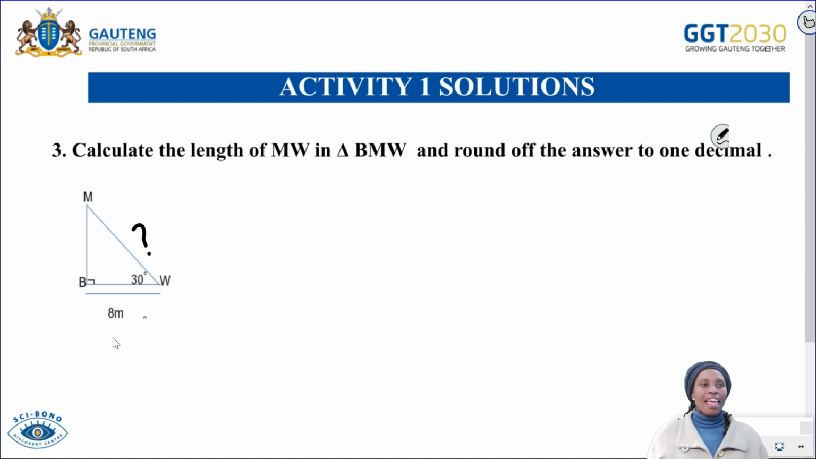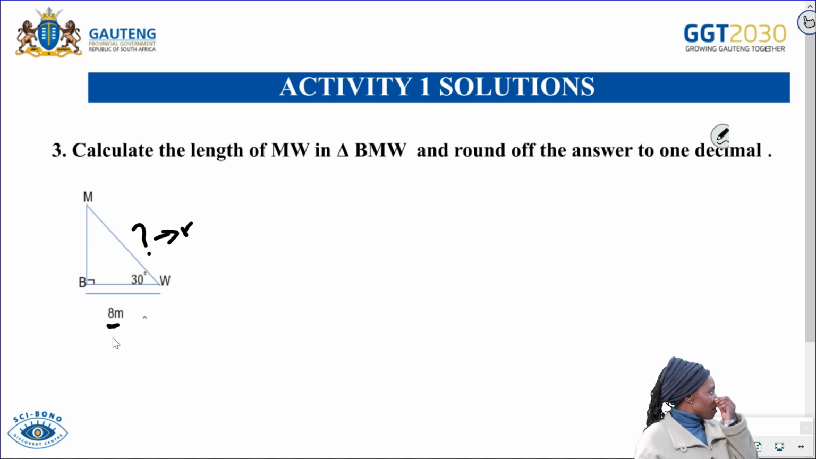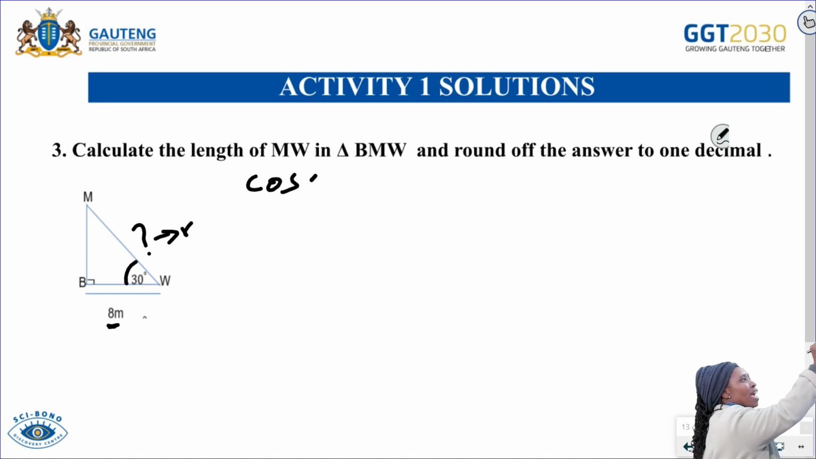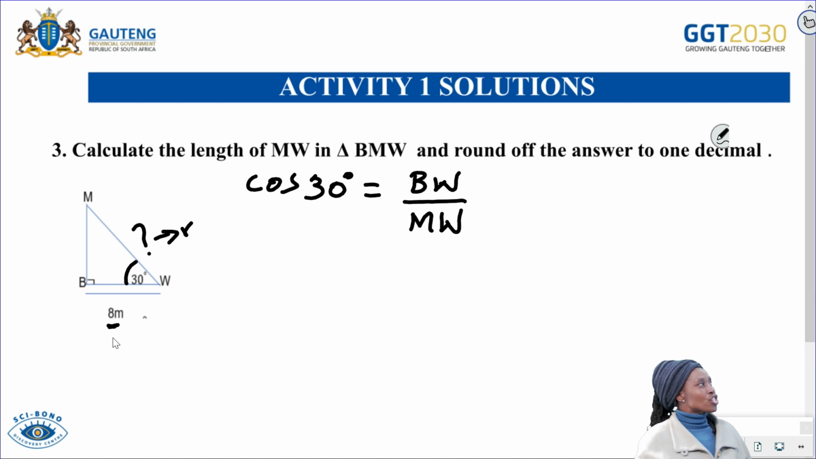I must remember which ratio includes the adjacent side as well as my hypotenuse over there. The ratio that involves the two is the ratio of cos. So I am going to use cos 30 because my angle there is given as 30. So I will have cos of the angle 30 degrees equal to what? Equal to BW over MW.